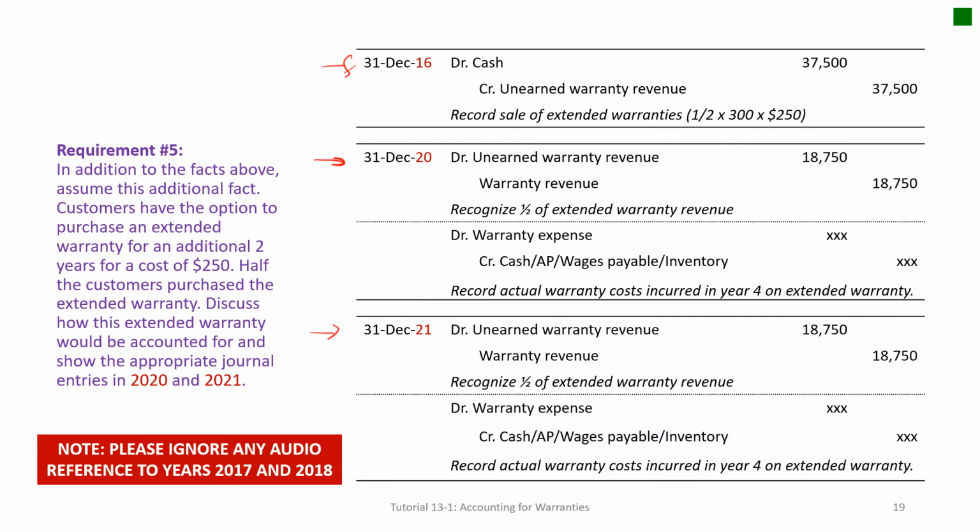And this slide just takes away all the green and shows what all of the associated journal entries for this requirement is. So 2013, 2017, and 2018.